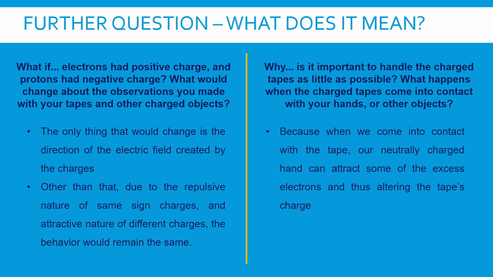Further questions. To answer the first question, if the charges of electrons and protons were changed, the only thing that would change is the direction of the electric field created by charges. Other than that, due to the repulsive nature of same-sign charges and the attractive nature of different charges, the behavior of point charges would remain the same, and the same would go for our experiment. The second question is why it is important to handle the charged tapes as little as possible. This is because when we touch the tapes, some of the excess electrons get attached to our neutrally charged hands, and then they can alter our results.